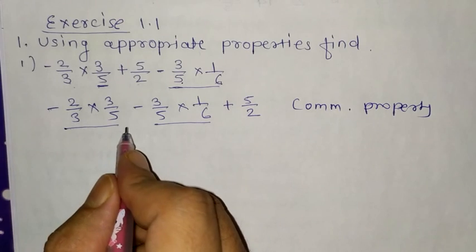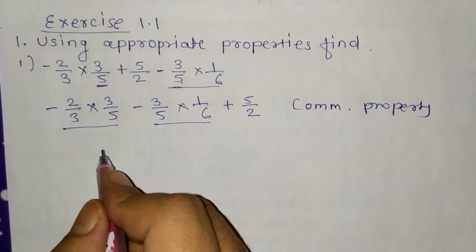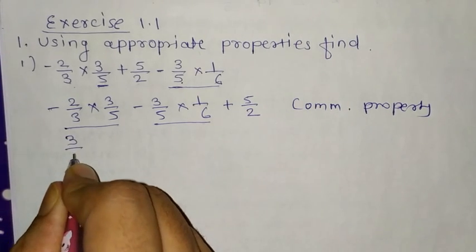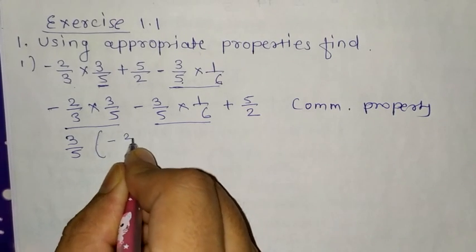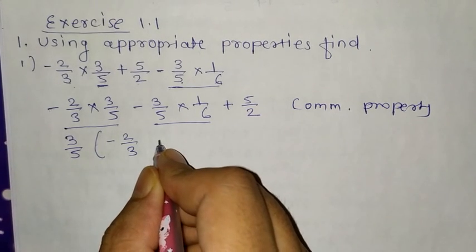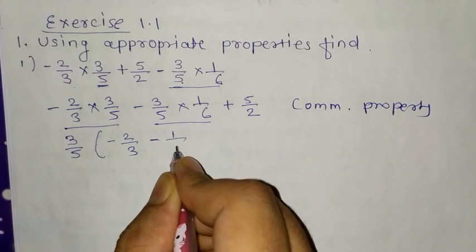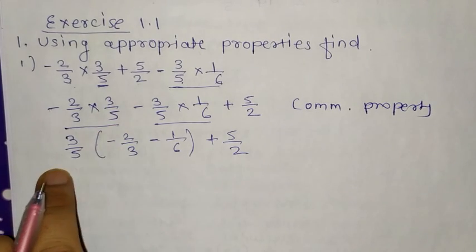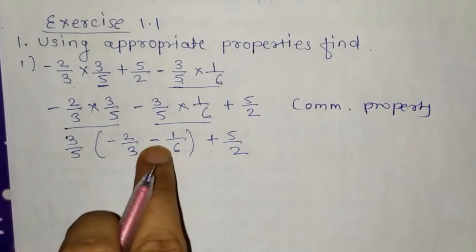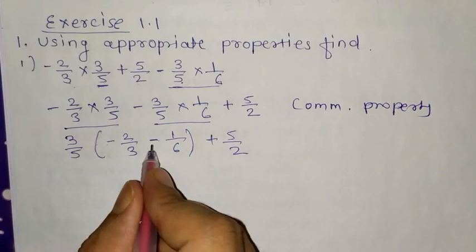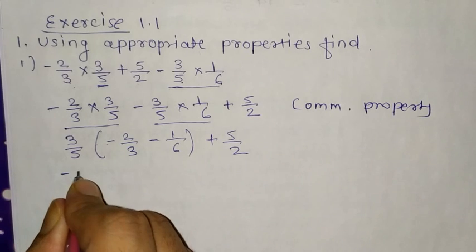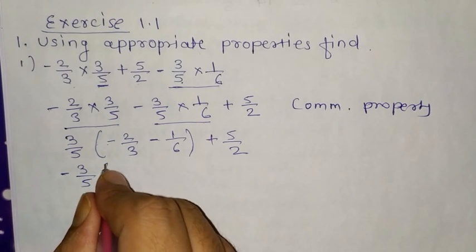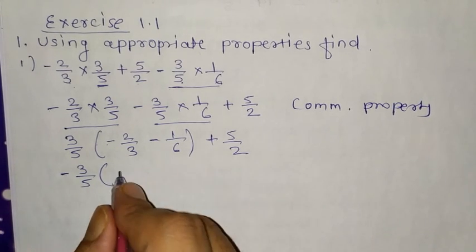Then after that we have these two pairs. In this pair the common is 3 by 5, here also 3 by 5, here also 3 by 5. So you will keep this number common. If you keep it common, minus 2 by 3, and here minus 1 by 6, as it is 5 by 2. Now here also minus, here also minus, so you can take it out separately, write it at the beginning. As you take the minus outside, it will become plus.